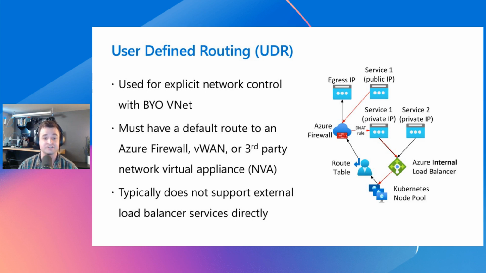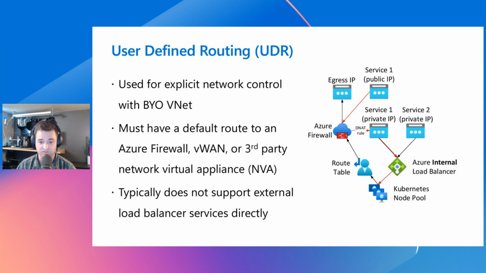Our third option here is user-defined routing. This is a little bit more customized and managed by you. If you want to have explicit control over your network with your bring your own VNet, this is only bring your own VNet. You must have a default route to an Azure firewall, a vWAN, or some kind of NVA. And this doesn't typically support external load balancer services directly, but you can see the traffic flow here.